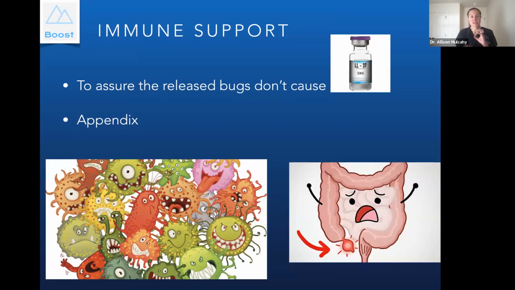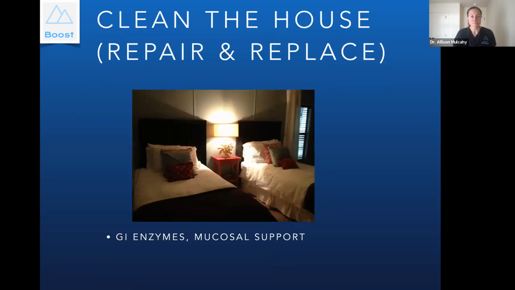The appendix is actually a little spot where the bugs hang out in between the small and large intestine, and there's a bunch of biofilm in there. And so if you use a biofilm disruptor and you release a bunch of bugs and your immune system is not robust, it's possible you could cause something like an appendicitis or other infections. So we always want to give people immune support if their GI map test indicates that their immune response is not robust enough. And there's lots of ways we do that, but one of them is peptide LL37.